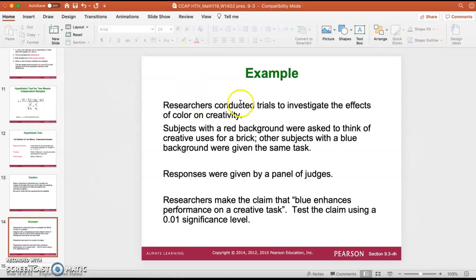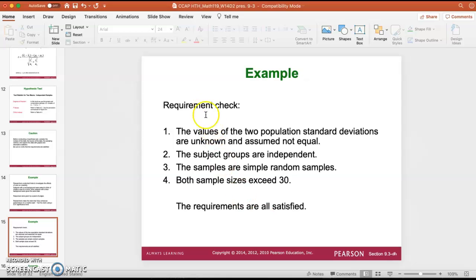So researchers conducted trials to investigate the effects of color on creativity. Subjects with a red background were asked to think of creative uses for a brick. And then other subjects with a blue background were given the same task. Responses were given by a panel of judges. That's just outlining that there were some judges that gave creativity scores, which you'll see on the next slides. And researchers make the claim that blue enhances performance on a creative task and test the claim using a 0.01 significance level.